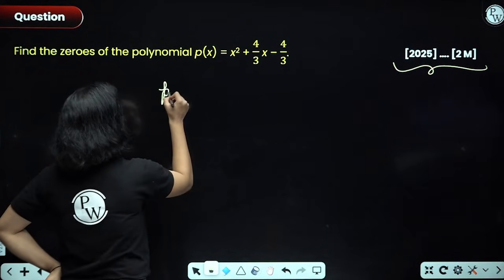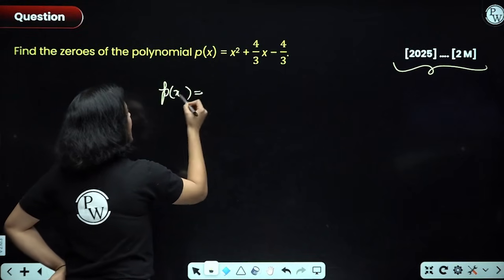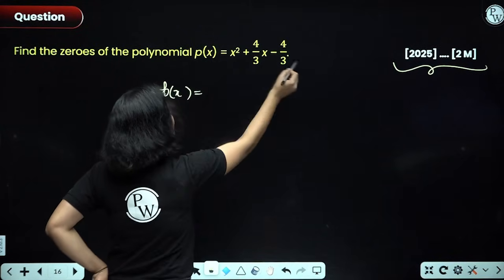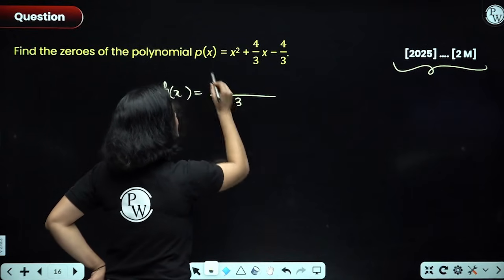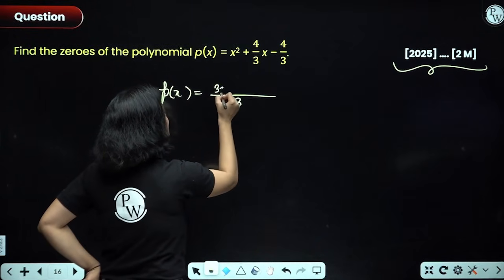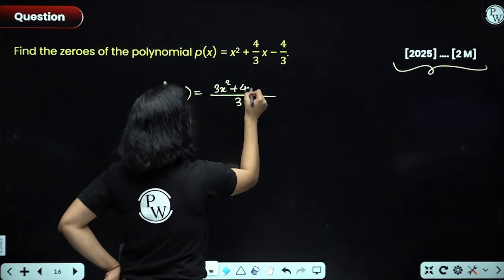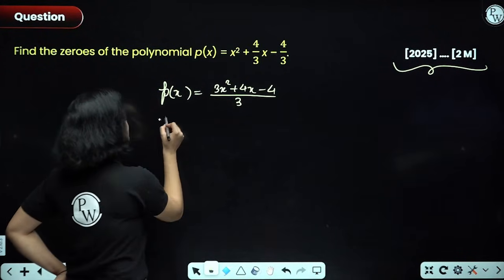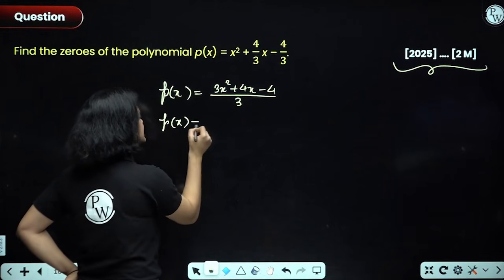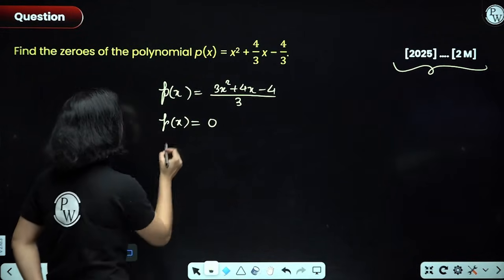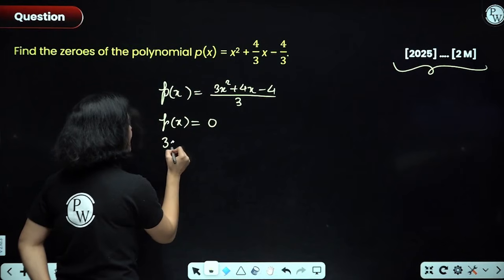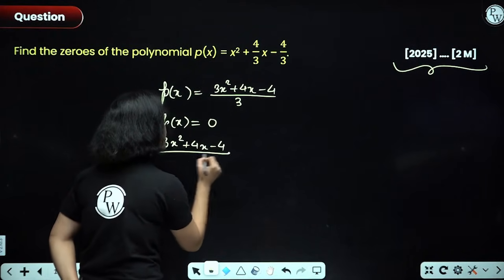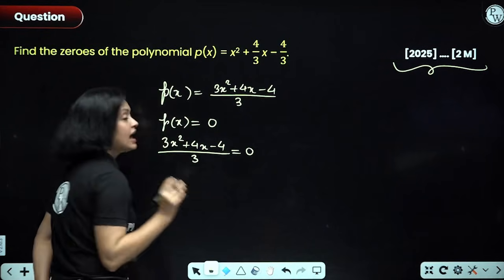So what I'll do is I will take p(x) here, and first of all, I will take the denominator 3. So, I am going to make the denominator 3 in the entire thing. So, what I'll get? 3x square plus 4x minus 4 over 3. This is what I get. Right, everyone? Okay. Now, what's the step for splitting the middle term? We'll put p(x) is equal to 0. So, that means we are going to put 3x square plus 4x minus 4 over 3 is equal to 0. Right, everyone? Now, good for you.